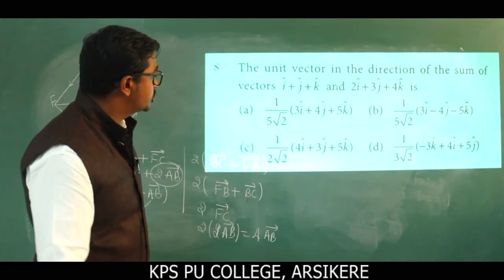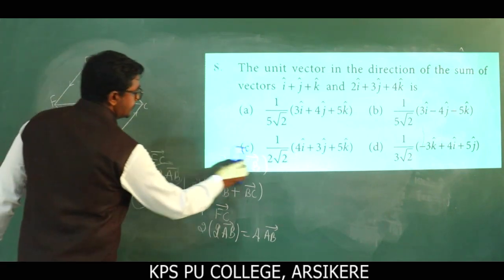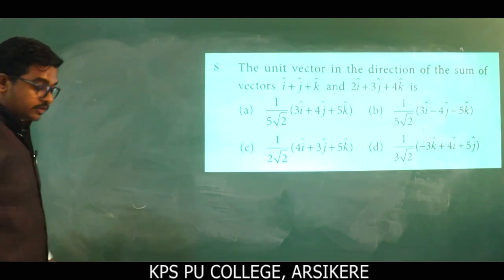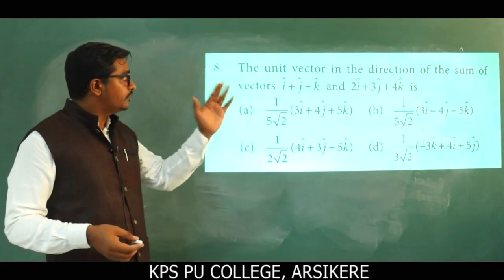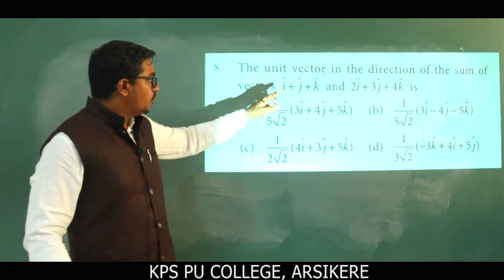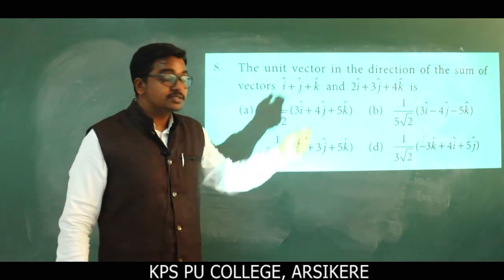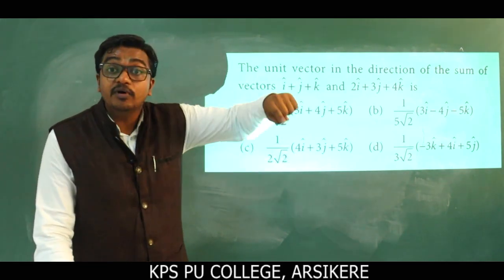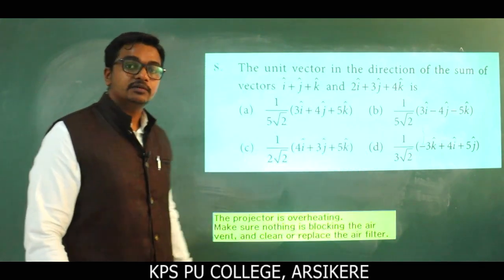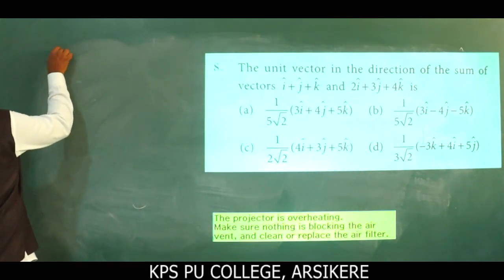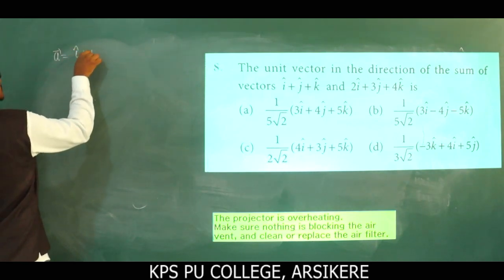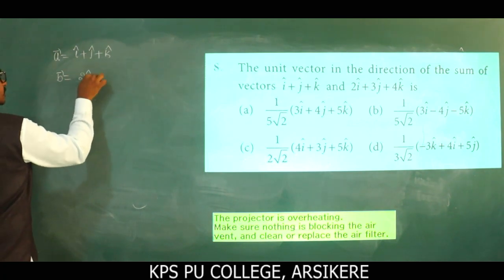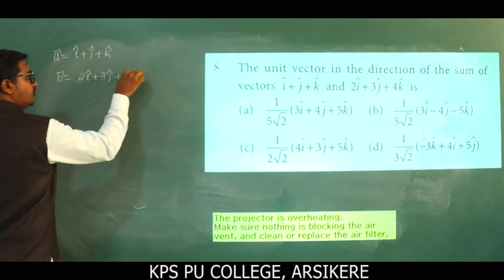Next we are moving to question number 8. Look at question number 8, the unit vector in the direction of the sum of the vectors. They have given 2 vectors. This is considered as vector A and the second as vector B. Here we have to find the unit vector in the direction of the sum of the 2 vectors. First we have to find the sum of these 2 vectors. Consider the first vector as vector A is equal to i cap plus j cap plus k cap, and vector B is equal to 2i plus 3j plus 4k.